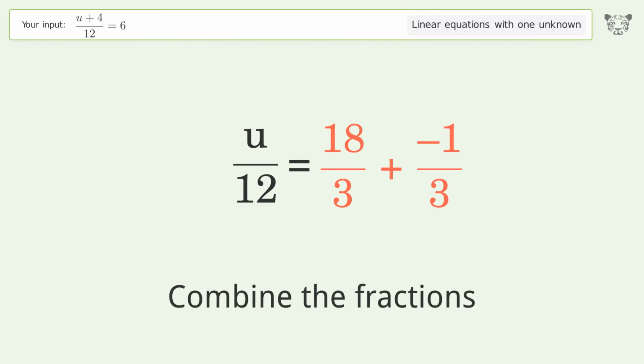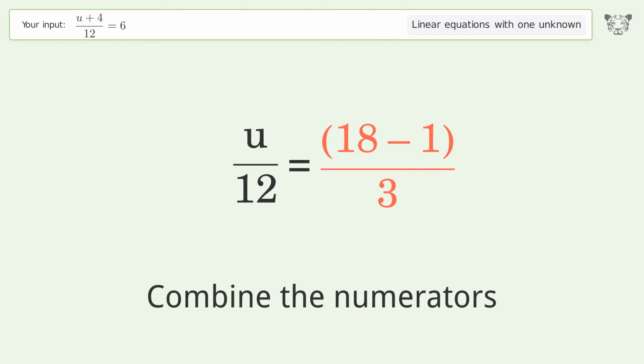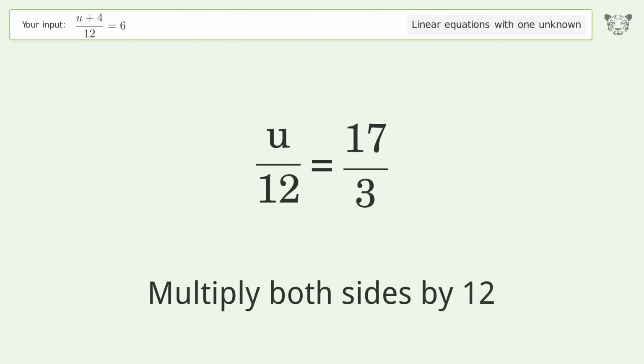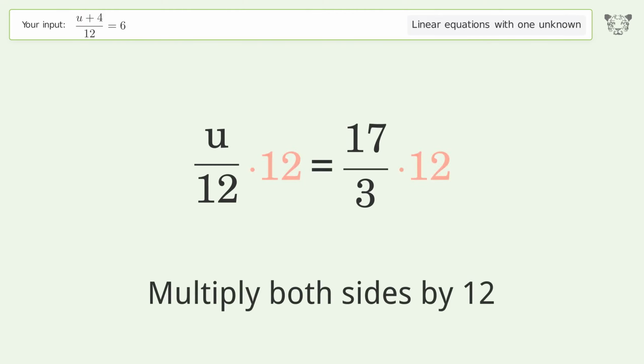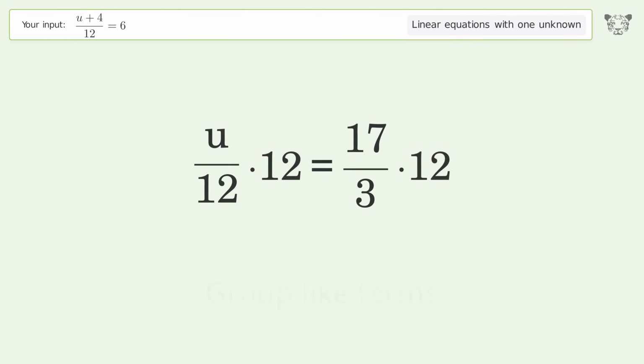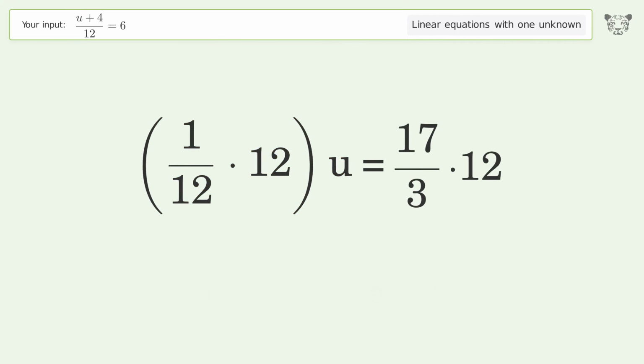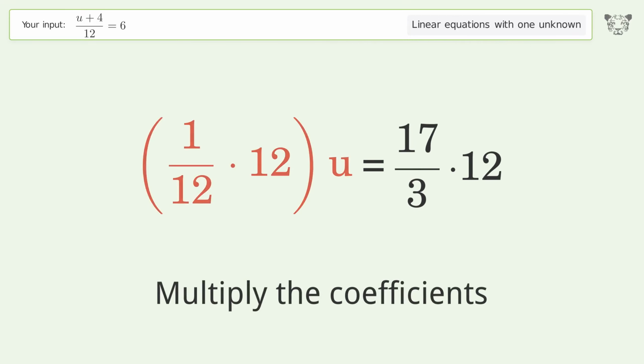Combine the fractions. Combine the numerators. Isolate the u. Multiply both sides by 12. Group like terms. Multiply the coefficients.